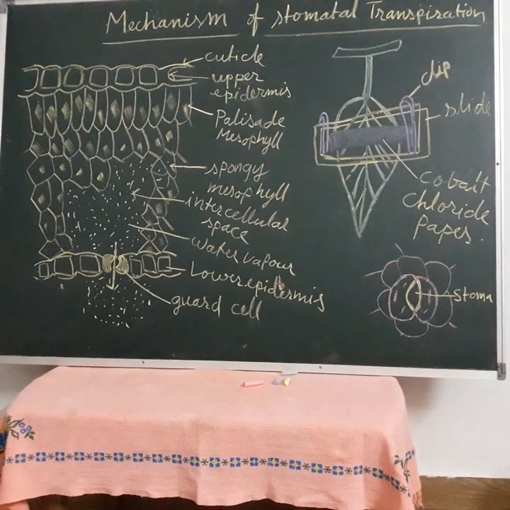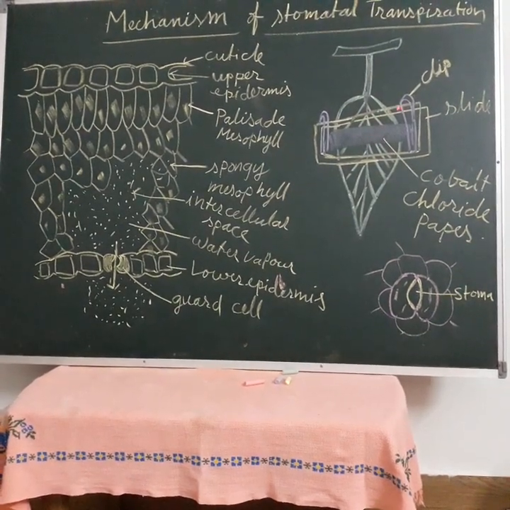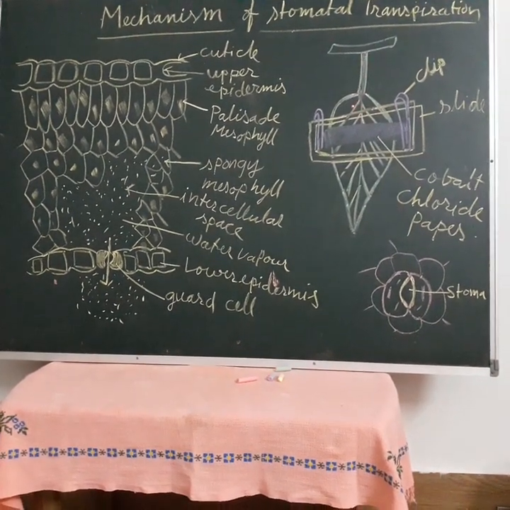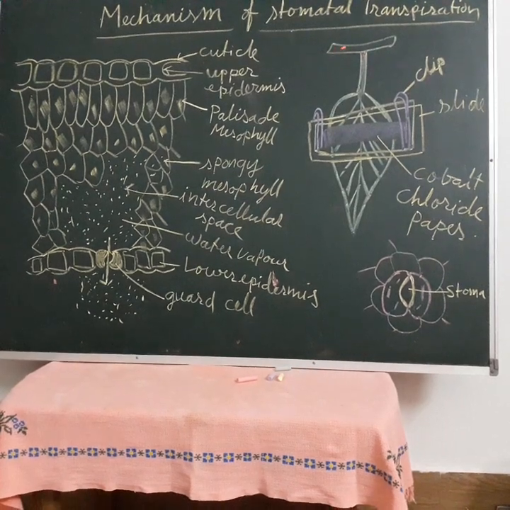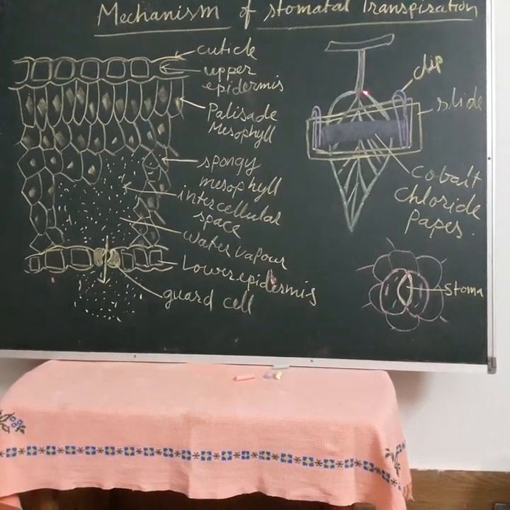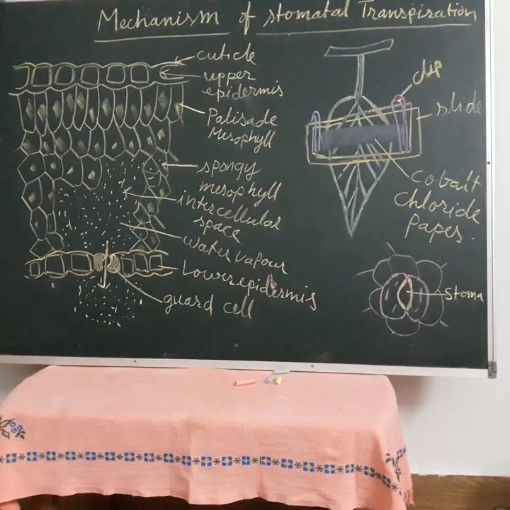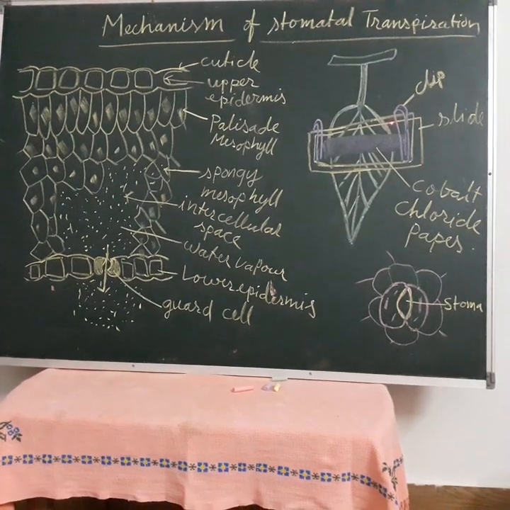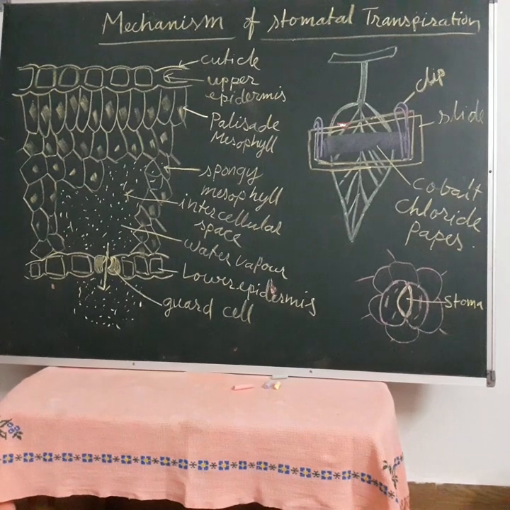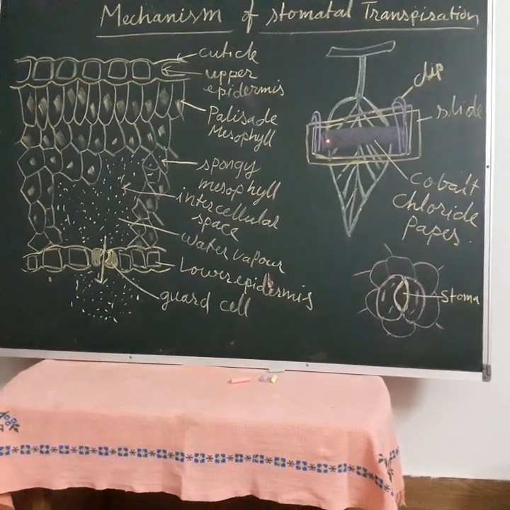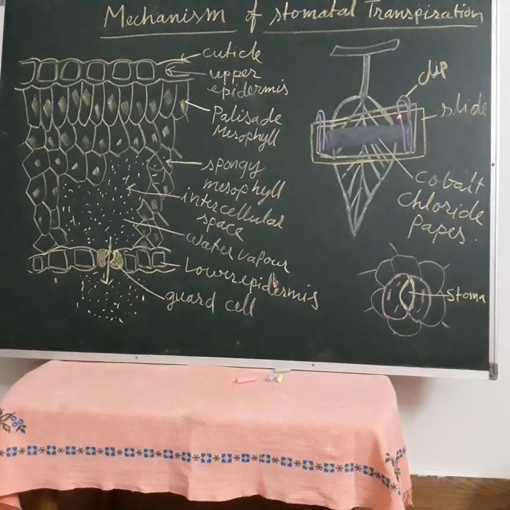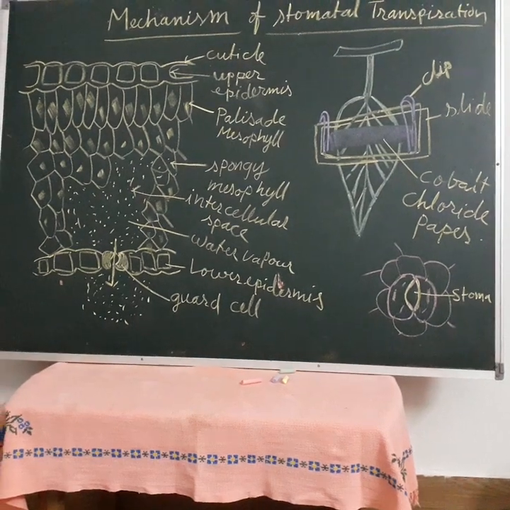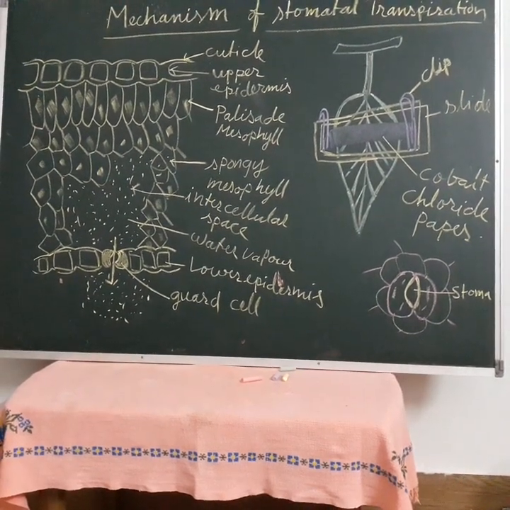You can write that. To prove that, an experiment is shown to you. A leaf is taken, attached to the parent plant. We have to show in the experiment that the under surface of the leaf transpires more than the upper surface. Two slides and cobalt chloride paper are taken. Cobalt chloride paper is blue when it is dry, and when it gets moisture it becomes pink.